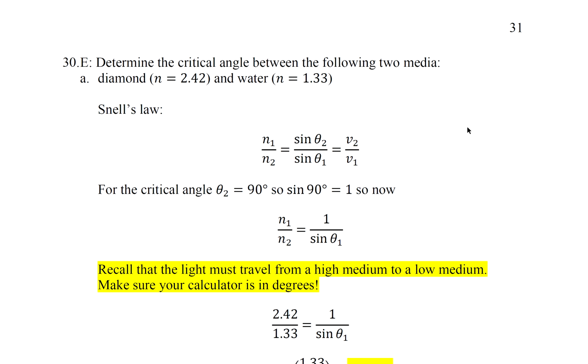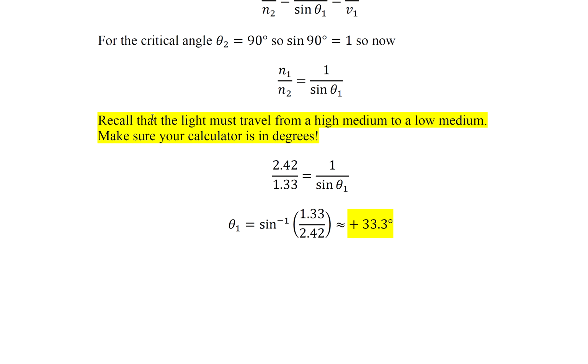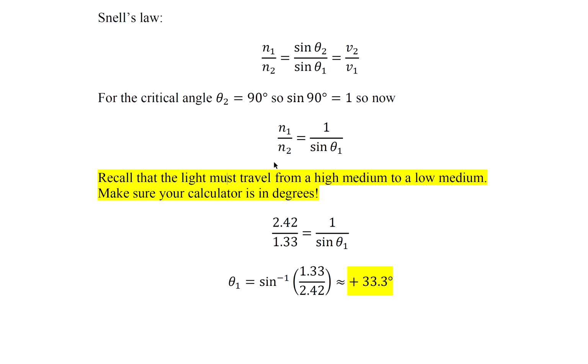Question 30. Determine the critical angle between the following two media. We've got diamond and water. So we have this equation. We know theta 2 equals 90 degrees for critical angle. Recall that the light must travel from a high medium to a low medium. Make sure your calculator is in degrees. And we're solving for theta 1.